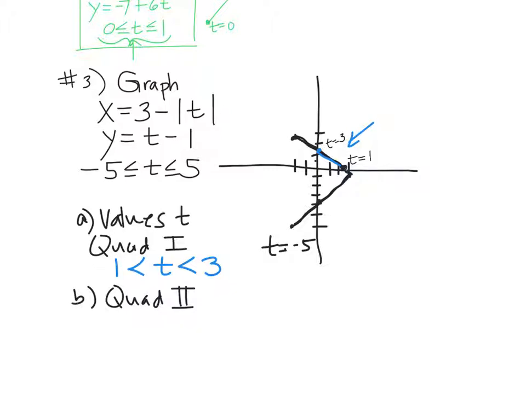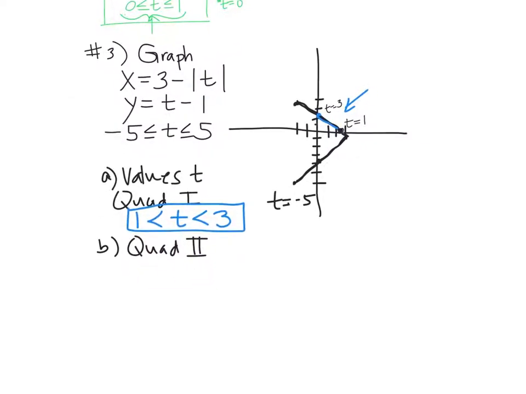Now, I did not include 1 and 3. How come? Because they're on the axes. Perfect. When you're on the x-axis, you're not in quadrant 1. You're about to, or maybe not, right? So from 1 to 3, you are in quadrant 1.